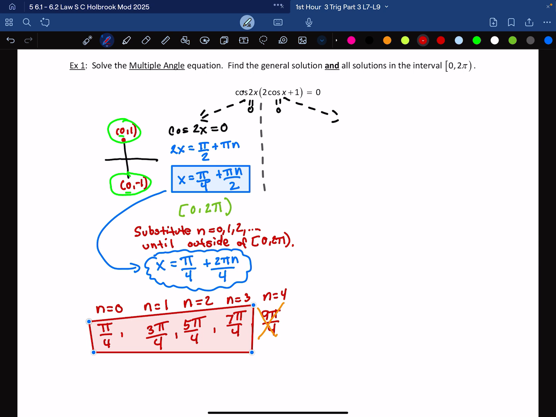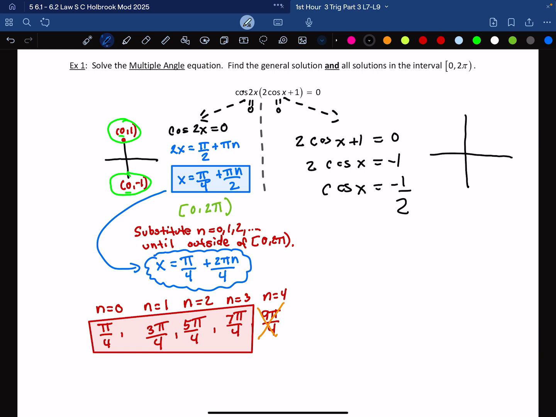For the other half over here, let's go ahead and set 2 cosine of x plus 1 equal to 0. 2 cosine of x equals negative 1. And then the cosine of x equals negative 1/2. All right, so let's go back to our coordinate plane here. And we want to know, where is the cosine equal to, first of all, a negative. So if we are looking at a negative, we are looking at the second quadrant and the third quadrant.